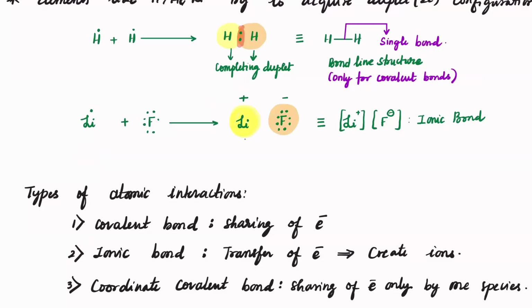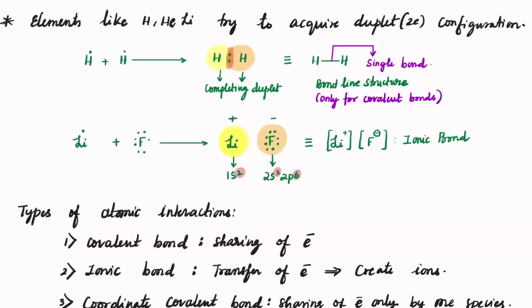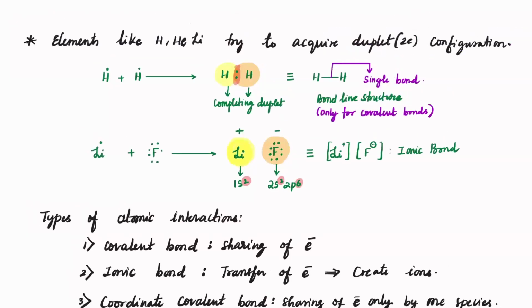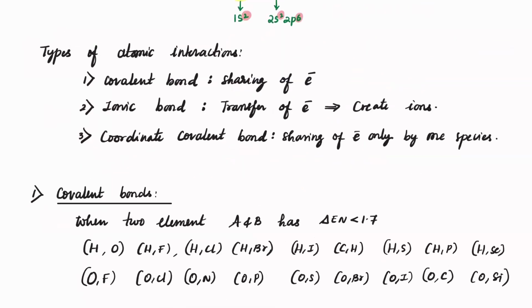This lithium's configuration is 1s2, while fluorine's configuration is 2s2 and 2p6, right? Which clearly suggests that it has 2 plus 6, 8 electrons, and lithium has 2 electrons now. So lithium is satisfying its duplet, fluorine is satisfying its octet. This is a kind of compromise that comes between the atoms which creates the bonds. Clear?